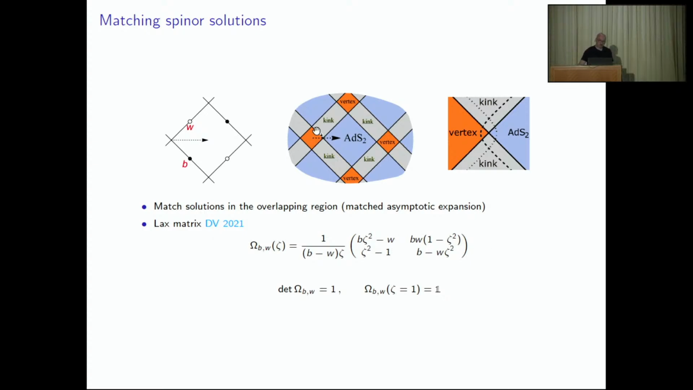Okay, so you can also solve a similar equation here. You get the spinor solution here in the orange region. You have it in the AdS2 region. And then using some matched asymptotic expansion, you can connect the two solutions, and you can figure out what the Lax matrix is. So you end up with this 2x2 SL2 Lax matrix, and zeta here is the spectral parameter. You can either do this, or you can just look at the book by Suris and discover a very similar matrix.